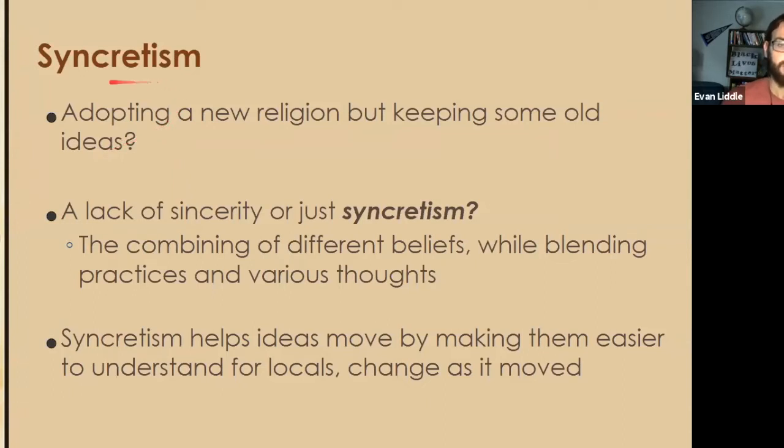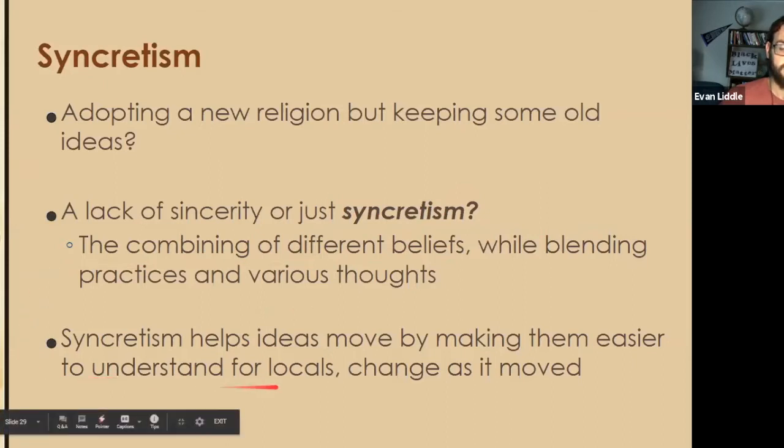So hopefully you read this slide, but I'll quickly go over it. Syncretism, or syncretism, depending on where you put the emphasis on the sin or the cret part, there's no real correct way to say it, is basically the combination of different beliefs and blending of practices and various thoughts.